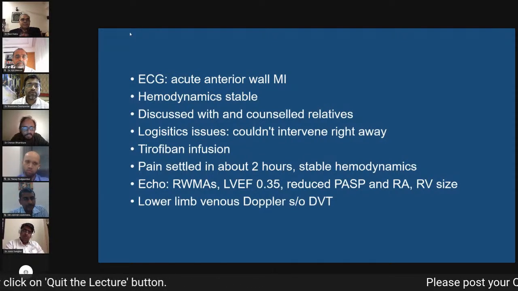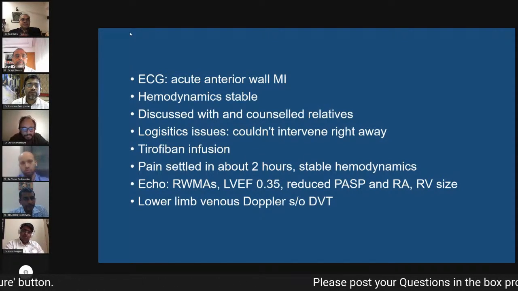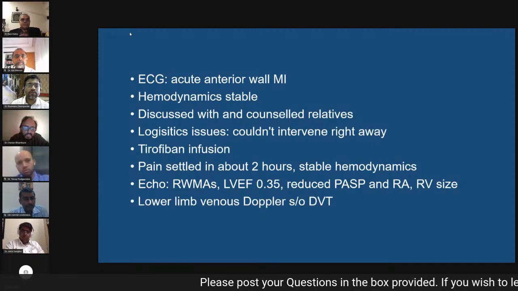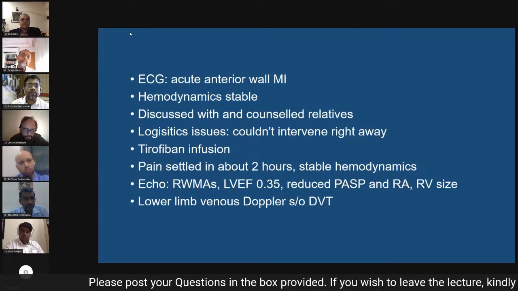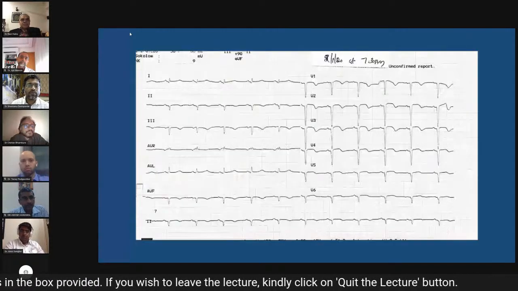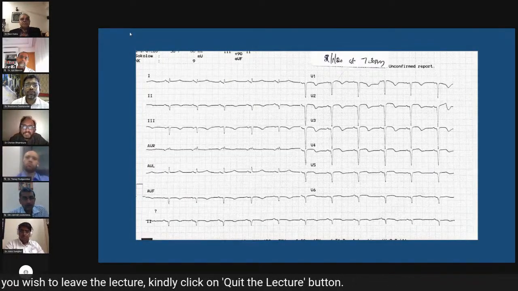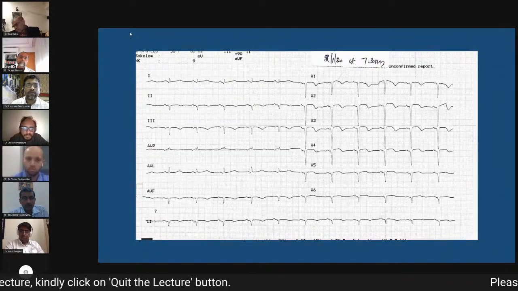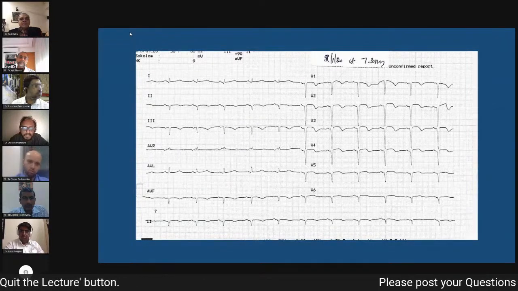He remained hemodynamically stable. In the meanwhile, we also got a lower limb venous Doppler study, which was suggestive of deep vein thrombosis, which was obviously the cause for his pulmonary embolism. Next day morning, this was his ECG. The anterior wall MI had evolved Q waves in the anterior leads.